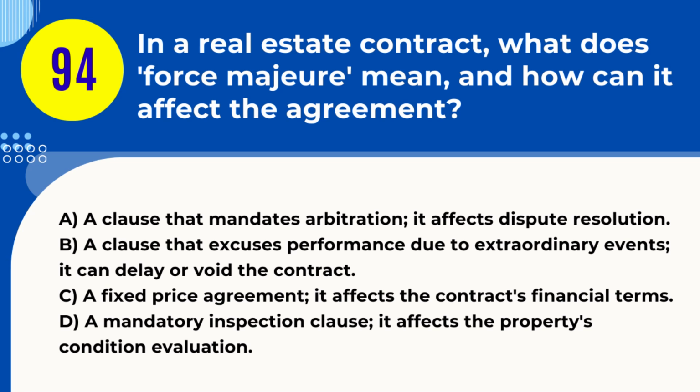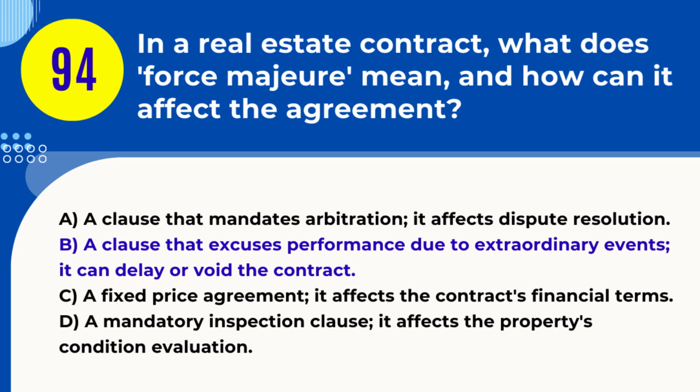C. A fixed price agreement. It affects the contract's financial terms. D. A mandatory inspection clause. It affects the property's condition evaluation. Answer. B. A clause that excuses performance due to extraordinary events. It can delay or void the contract.